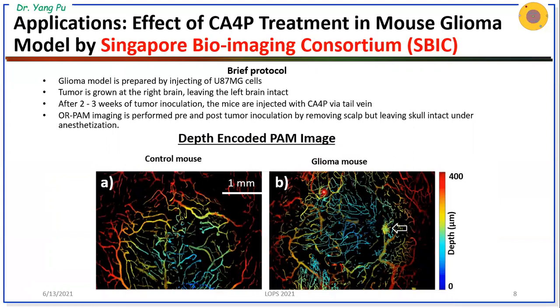The left image is a control mouse without tumor cell injection. The right one is the tumor model mouse. We can easily tell the difference. The tumor core is clearly displayed here, and there is a lot of random pattern of blood vessels surrounding the tumor. But in the normal mouse brain, there are no accumulated blood vessels. So we can see our OR-PAM system is able to distinguish a normal mouse brain from a tumor mouse brain.